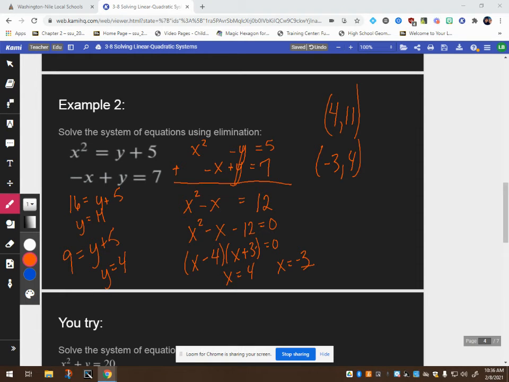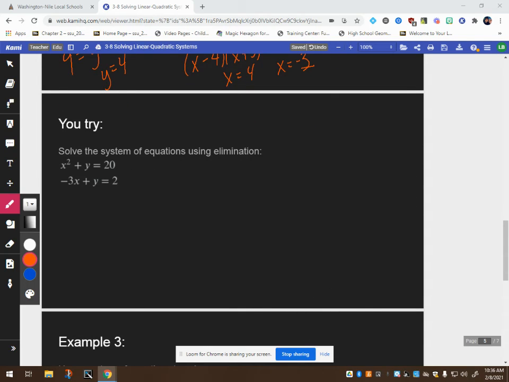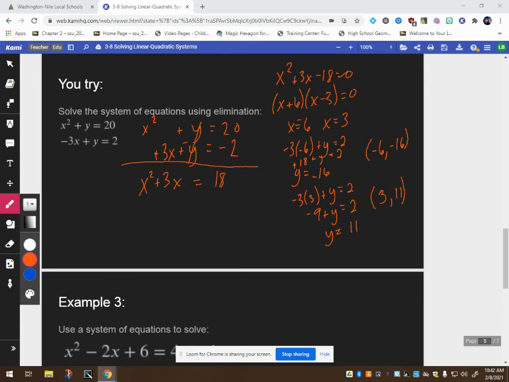All right. Now you try this one. Okay, so I worked it out. I set it up so that my terms lined up, and then I had to multiply everything in this second one by negative 1. So I got a positive 3x minus y equals negative 2, and combined my like terms. Once I worked it all out, you can see where I did that over here. I got (negative 6, negative 16) and (3, 11), which are the correct solutions.